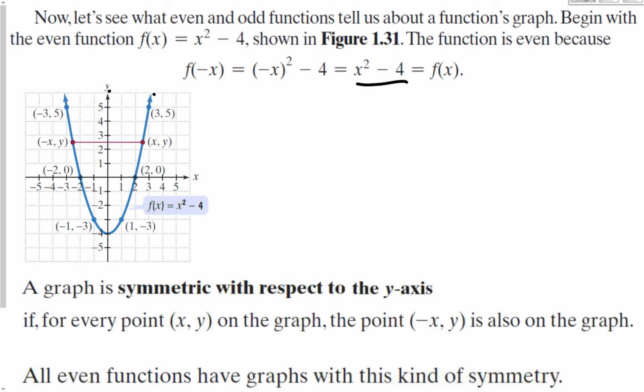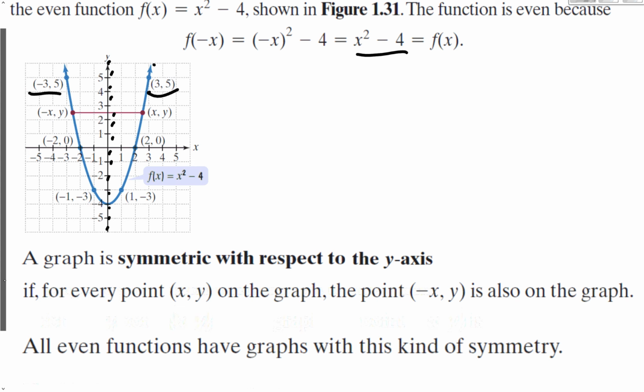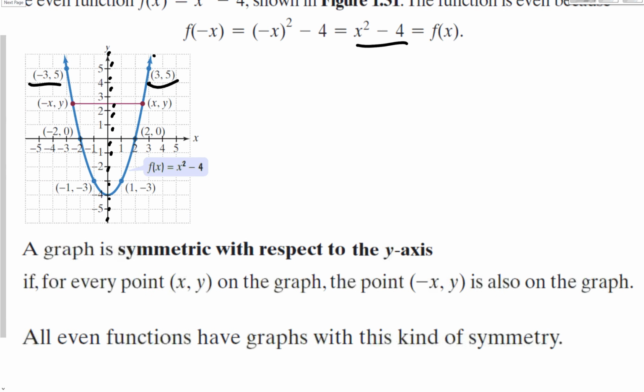Notice that this function is symmetric with respect to the y-axis. It's like the y-axis is a mirror. It's the same on both sides. If we have a point here, 3, 5, we also will have the point negative 3, 5. Okay? All even functions are symmetric about the y-axis. Always. These graphs always have this kind of symmetry.